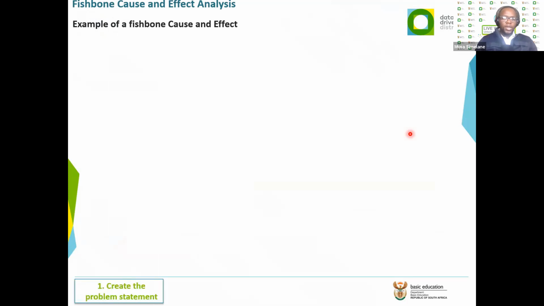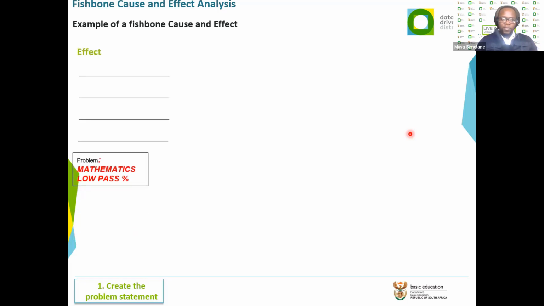Step number one is that you create the problem statement, which is basically you are naming the problem. I remember a lecturer who once said, just by defining the problem, you've already solved it half. And the problem that we're having here is a mathematics low pass rate, or low pass percentage. And then the next thing we want to discuss is what is this doing? Having a low pass rate, what is this doing? And here are some of the effects.